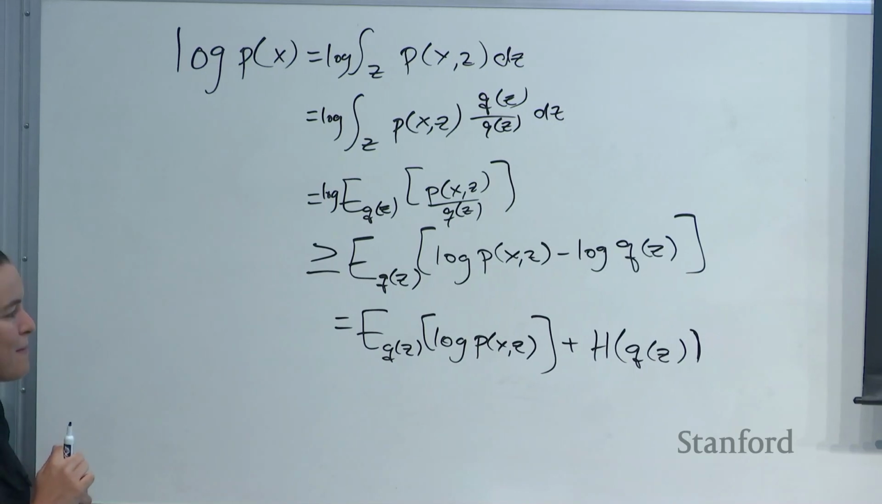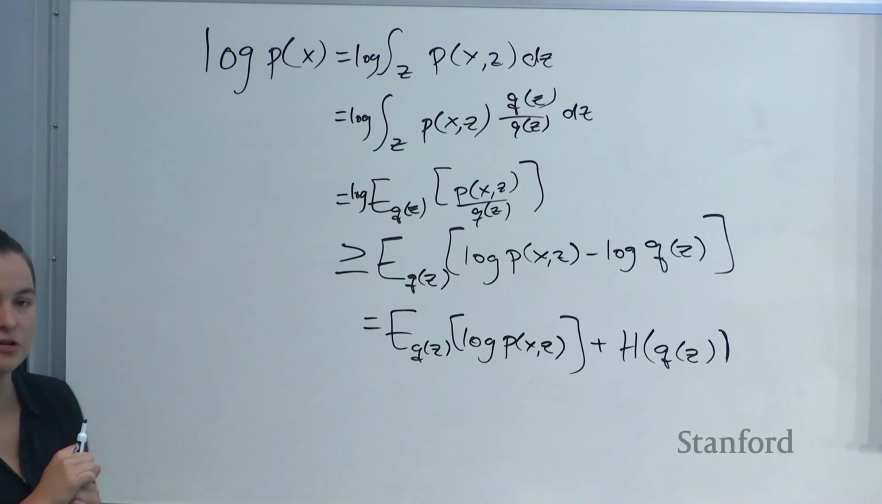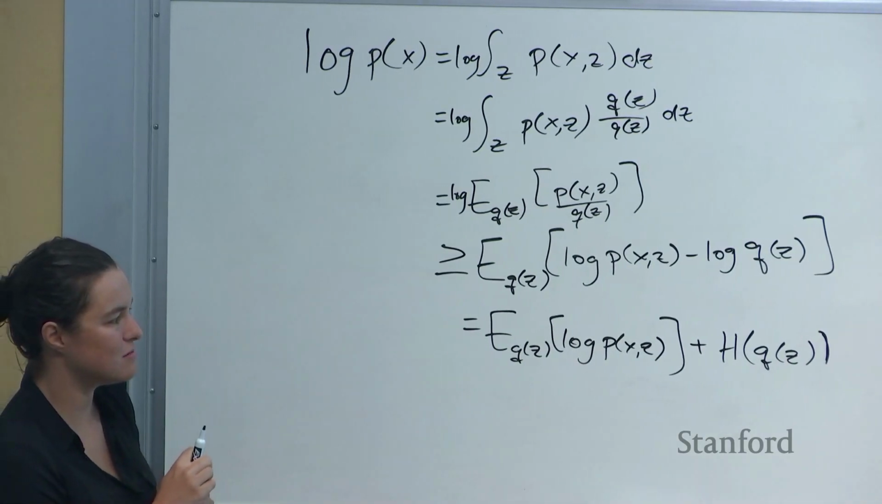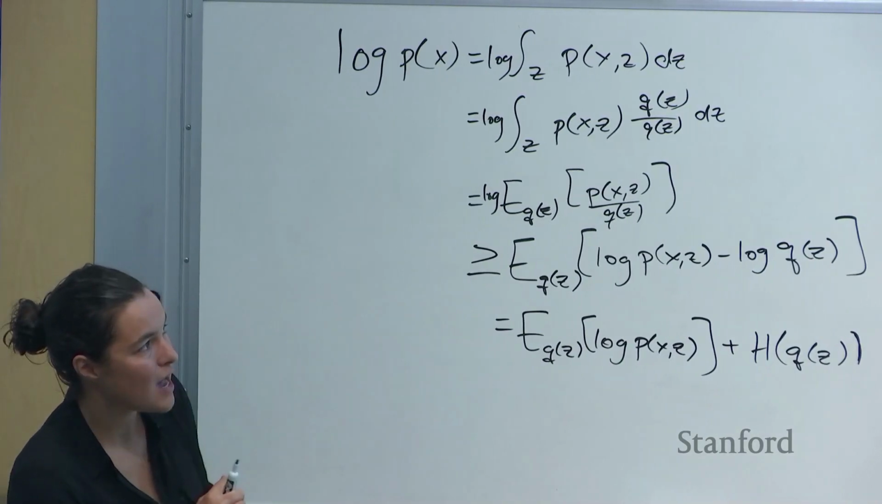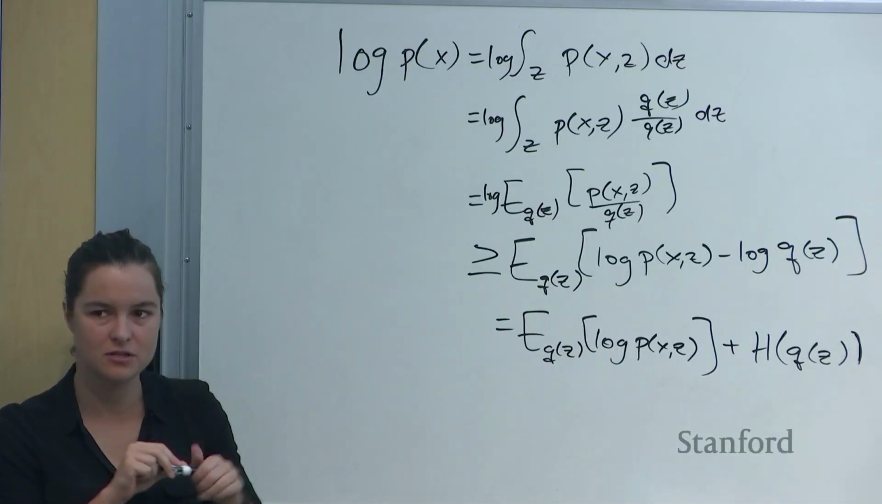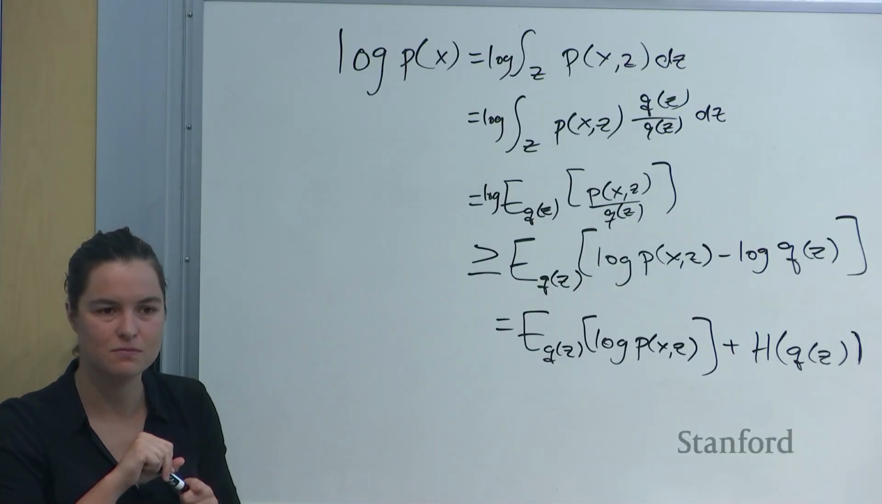I mentioned that Q of z can be any arbitrary distribution. That means we can also condition Q of z on x, as is done on the slides. Okay, any questions on how this works?